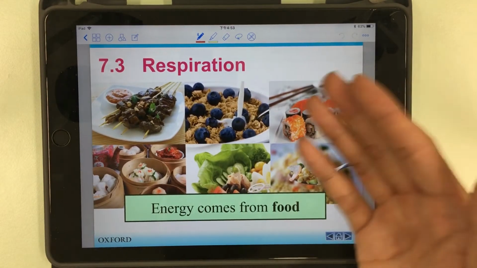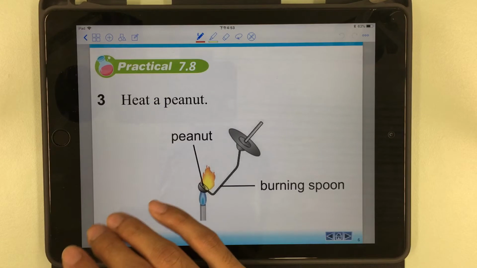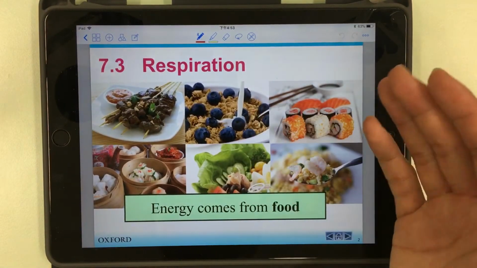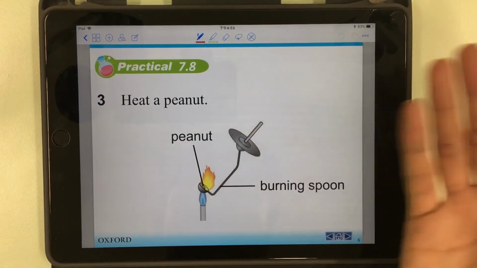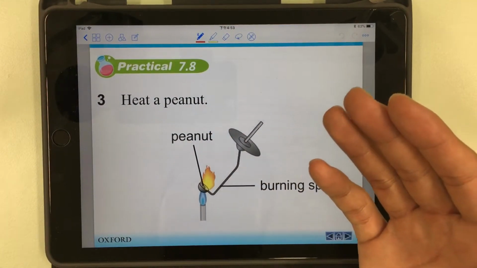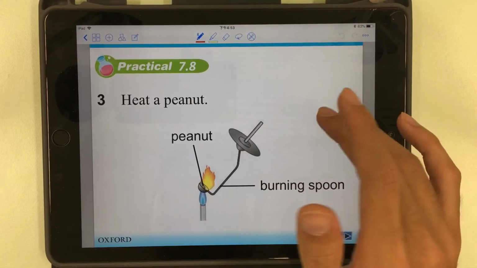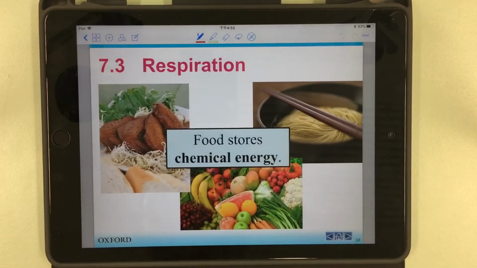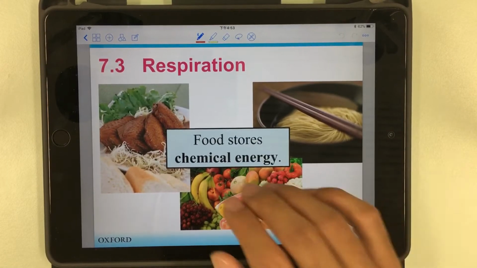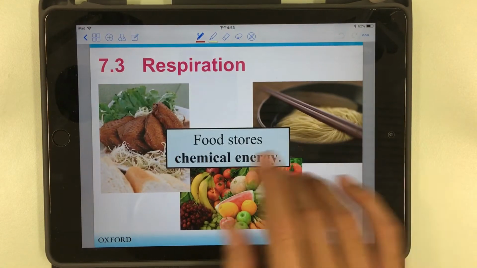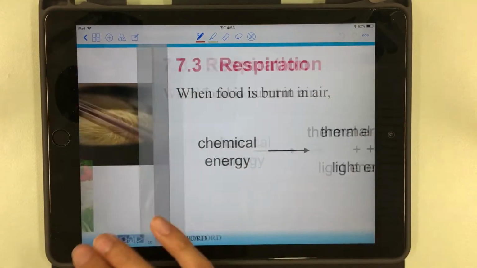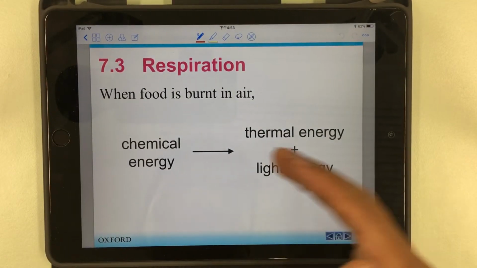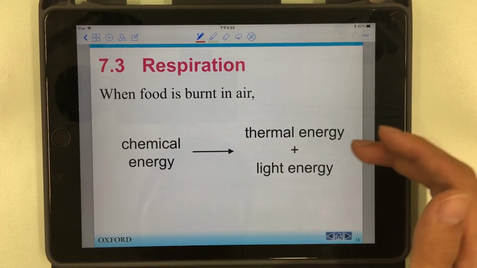And how can we get the energy from the food? And what energy is stored inside the food? So we have lab sessions to get some evidence of how much energy is stored inside the food. Most basically, the food stores chemical energy, 一啲化學能啦，儲存咗一啲. And when it's burning, the chemical energy stored inside the food will convert to thermal energy and light energy.